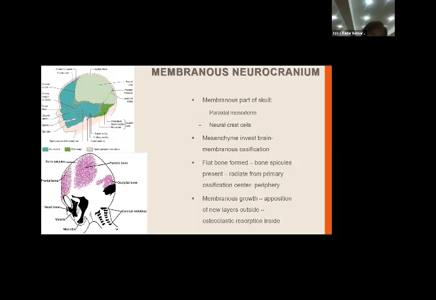The brain is surrounded by mesenchyme. This mesenchyme surrounding the brain develops into the flat bones of the skull. Now how do these form? To begin with, small dots of ossification begin. Bone spicules, small star-shaped areas in which bone develops, you can see them like this.